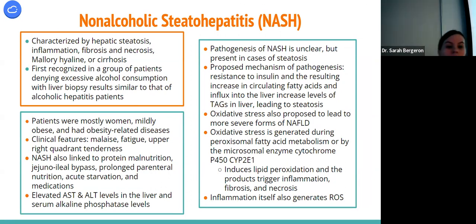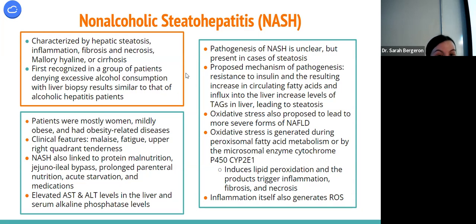Okay, so non-alcoholic steatohepatitis is also known as NASH. It's the most extreme form of non-alcoholic fatty liver disease. It's characterized by hepatic steatosis, which is just fatty infiltration of the liver, inflammation, fibrosis, which is diminished blood flow throughout the liver, necrosis, death of the tissue, Mallory-Hyaline, which is just damaged intermediate filaments of the liver cell, or cirrhosis, which is just scarring.